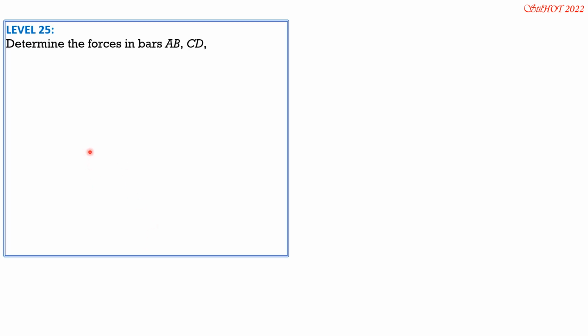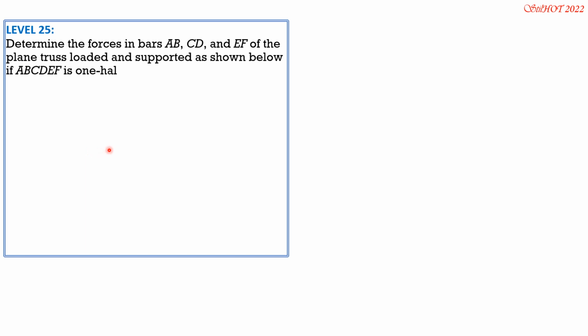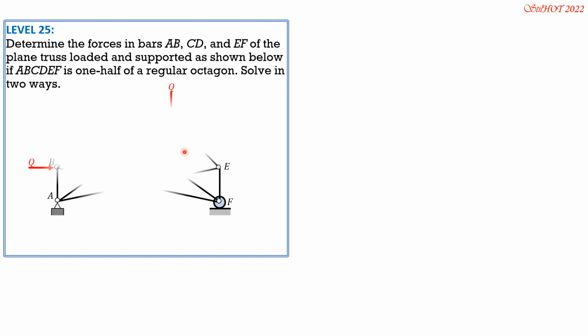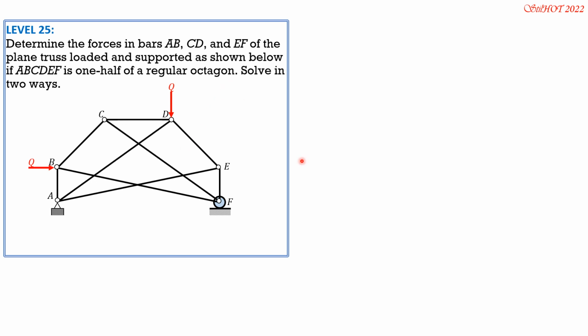Determine the forces in bars AB, CD, and EF of the plane truss loaded and supported as shown below. If ABCDEF is one half of a regular octagon, solve in two ways. So the problem is very, very challenging, and we have to solve this in two ways. The more it becomes challenging. So the first solution is the shortest one, and unless you have experienced this, it's quick and easy, but you need to experience it first.